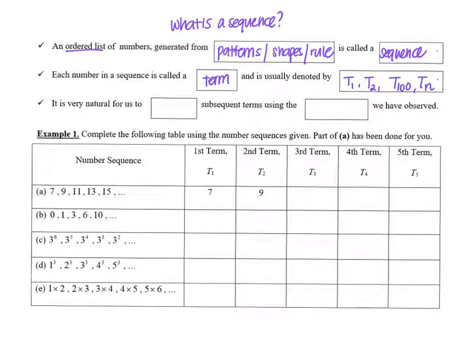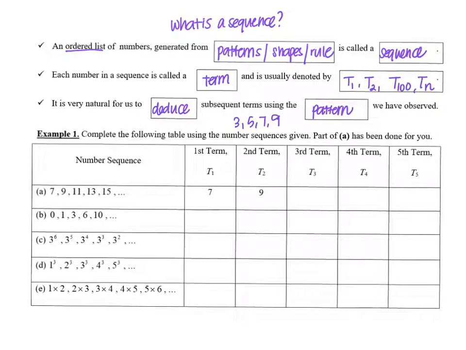Now it's very natural for us to deduce subsequent terms using the patterns that we have observed. For example, if I give you an ordered list of numbers 3, 5, 7, what do you think is the next number? Well, I think you must have guessed it. The number will be 9, right? So you already deduced a pattern on your own, that this is a pattern of odd numbers, so I list down the next odd number.